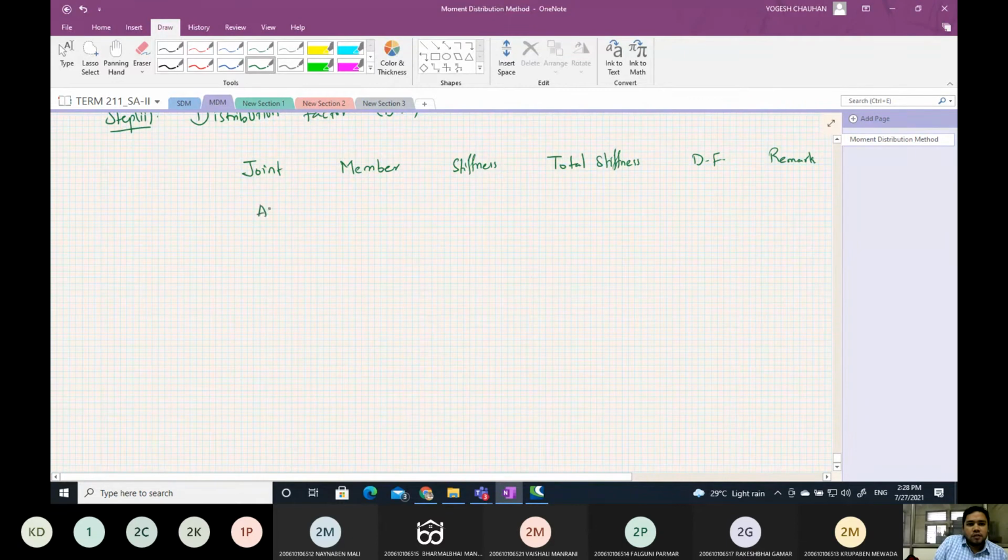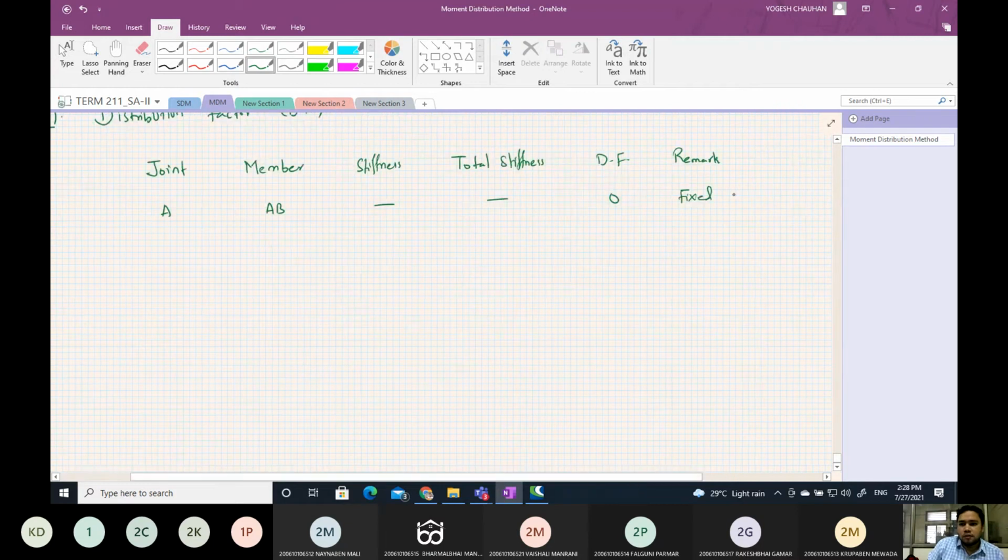Here joint A is connected to AB, and joint A is a fixed joint, or it is fixed support, so the distribution factor is 0.